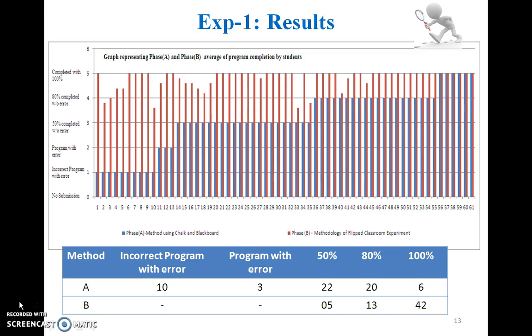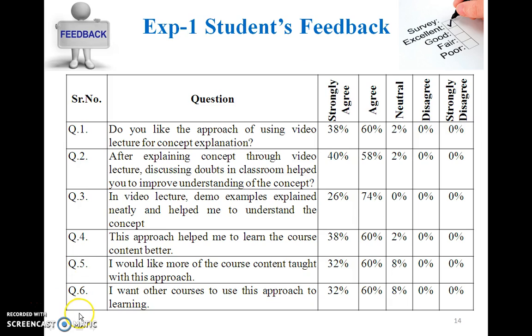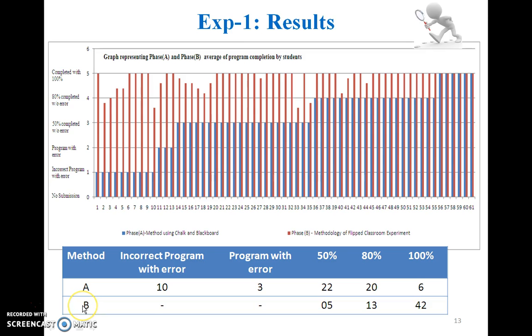This is the result of experiment 1. Here, results are sorted in ascending order of method A. The result shows observable improvement in students' performance. You can see here the observable difference in students' performance for method B as compared to method A. Student performance is measured in terms of program completion here.